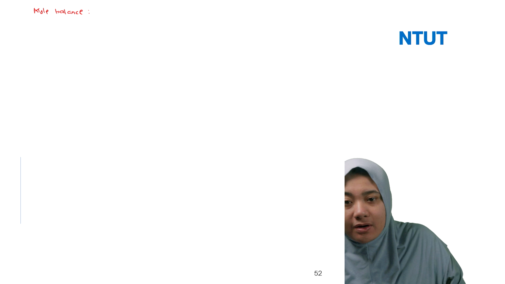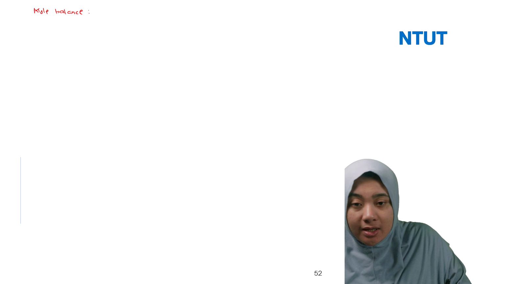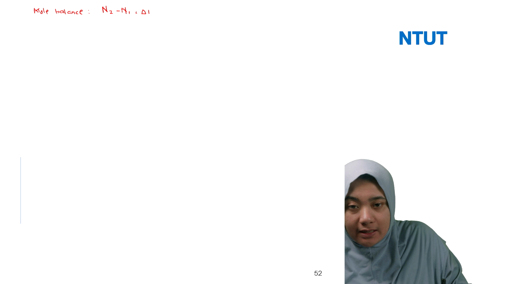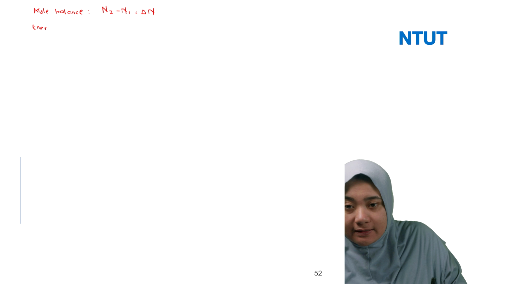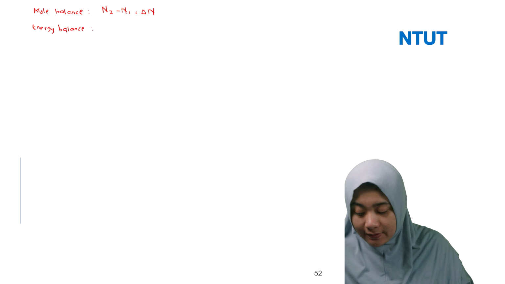Mole balance. Remember, for an open system there is mass flow in and out and energy in and out. So we have N2 minus N1, which will be equal to delta N. And then we also have the energy balance. When I write directly, can you understand? So you can try to expand from the general.